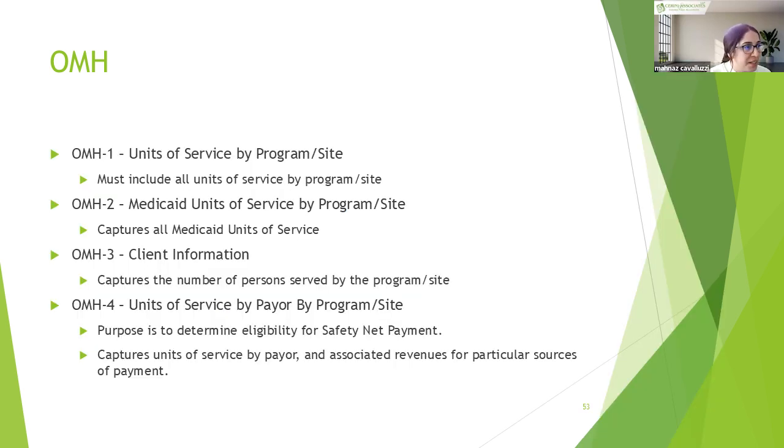So in summary, OMH1 includes all units of service. OMH2 captures the Medicaid units of service. OMH3 captures the number of people served, and OMH4 is determining eligibility for the safety net payments.